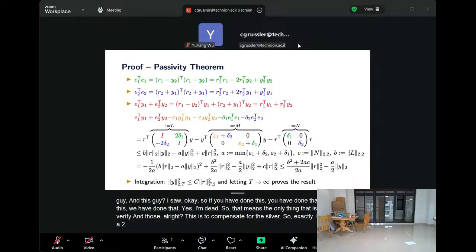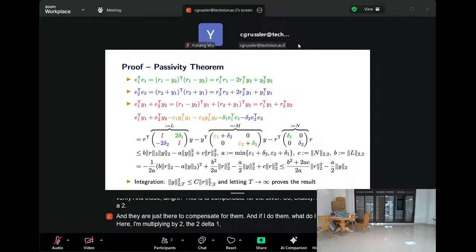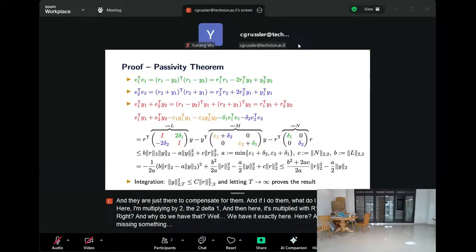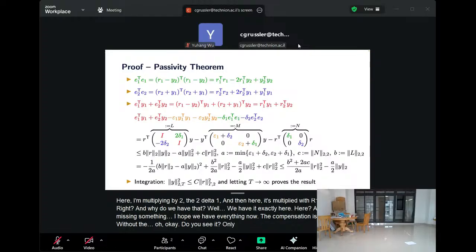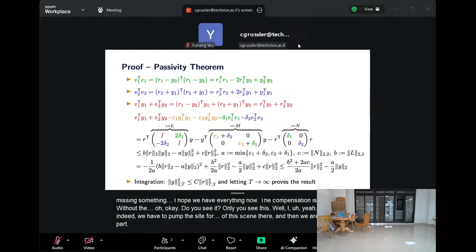Now here I put a 2, and there I just put it to compensate for them. And if I do them, what do I see here? Here I'm multiplying by 2, the 2 delta 1, and then here it gets multiplied with R1 transpose, right? And where do we have that? Well, we have it exactly here, and so I'm missing something. I hope we have everything now. So we have indeed to compensate for this thing there, and then we are essentially done. Okay.